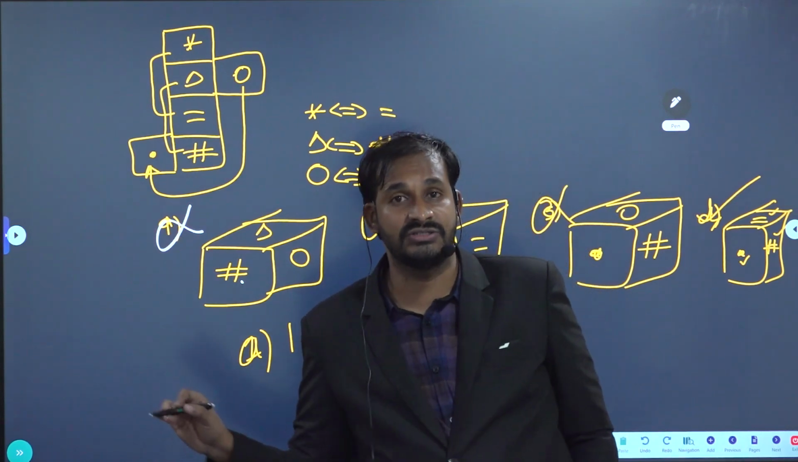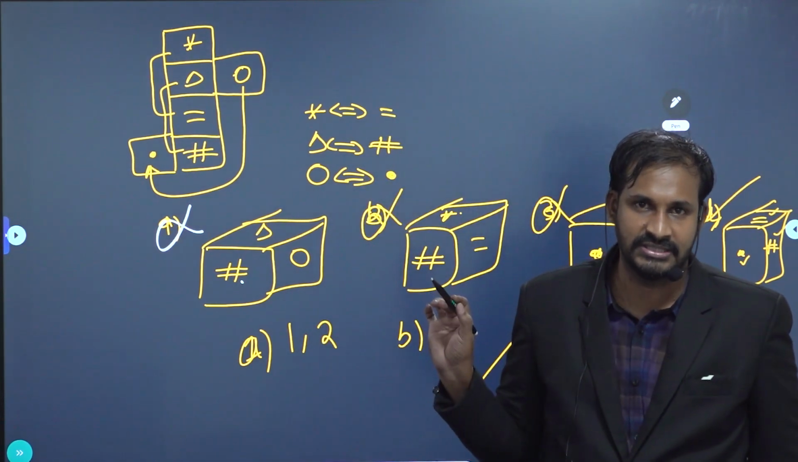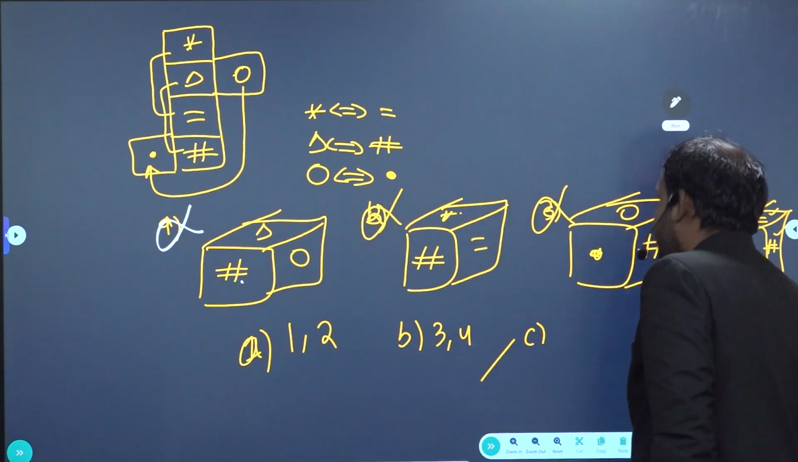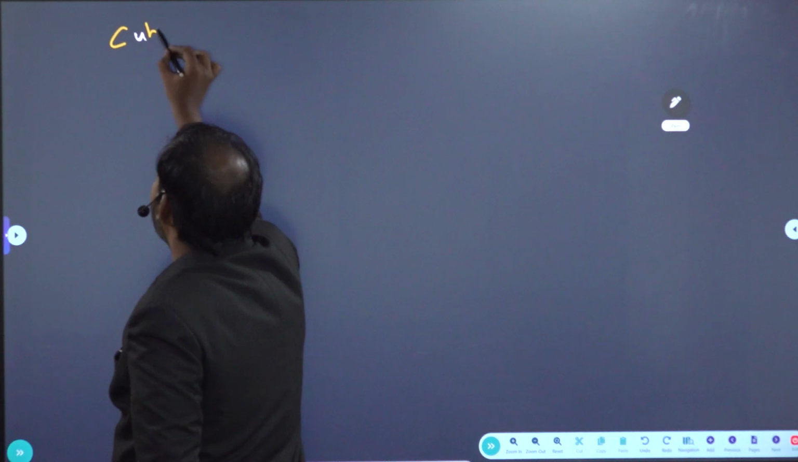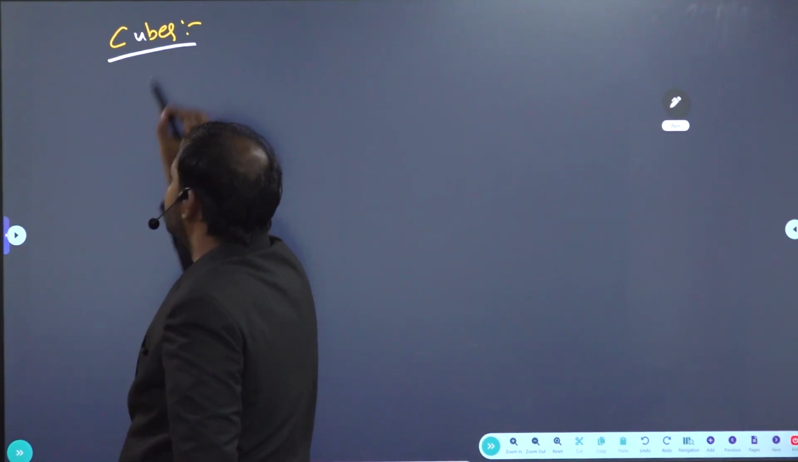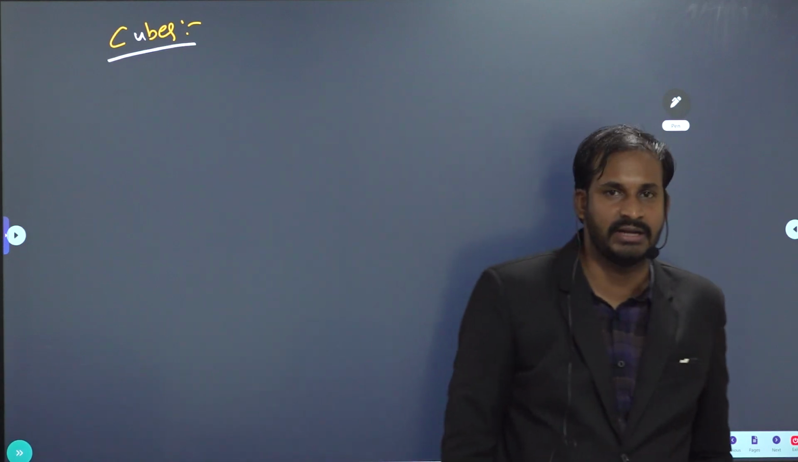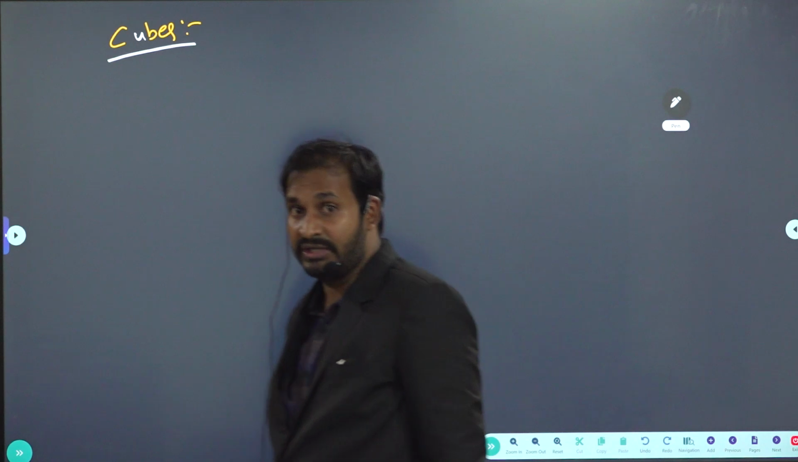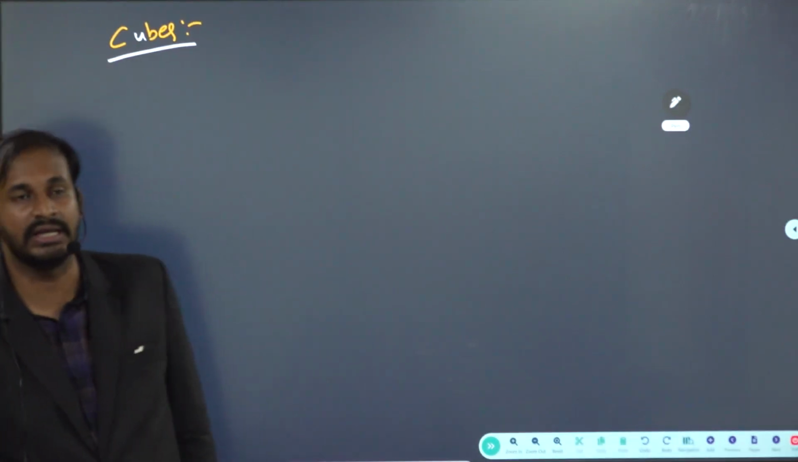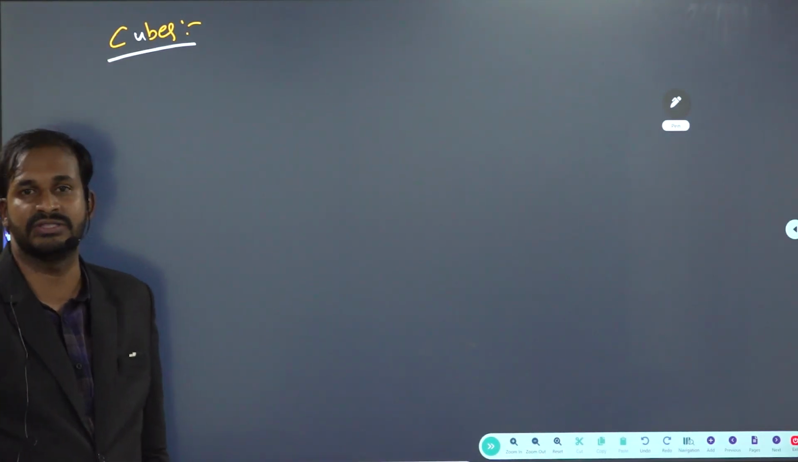At any cost, you should not lose the mark from dice. Okay, our next one is cubes, students. See what happens with these cubes means you should be a little bit careful. If the question is a simple question, you go and attempt it. If the question is a little bit difficult or twisted, don't waste your time. Don't solve the question from these cubes.